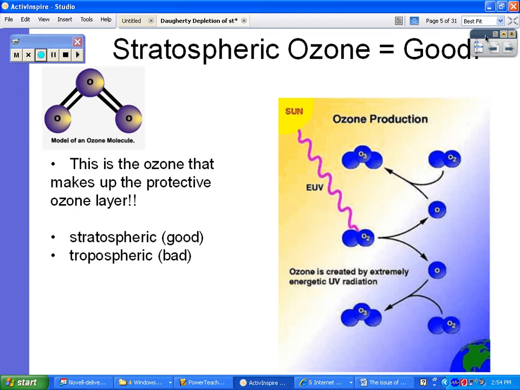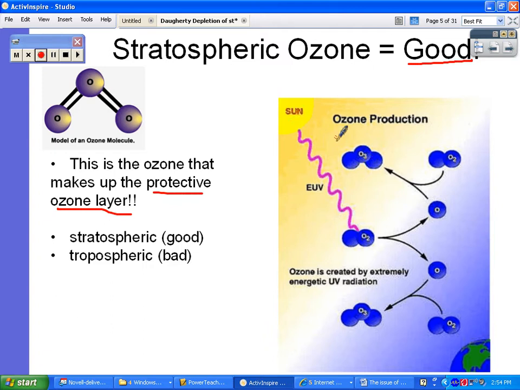Okay, so if tropospheric ozone is really bad, stratospheric ozone is really good. Stratospheric ozone is the type of ozone that provides us with that protective ozone layer up in the stratosphere. So here's one more reminder: stratospheric ozone is good, tropospheric ozone is bad. This is what ozone looks like. Triple O, three oxygens bonded together. Here's a little bit better picture.